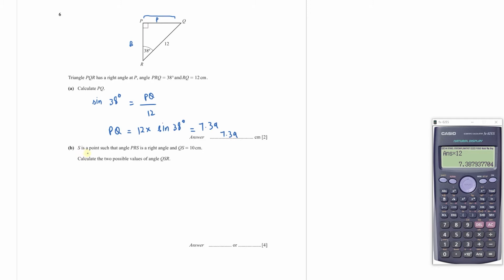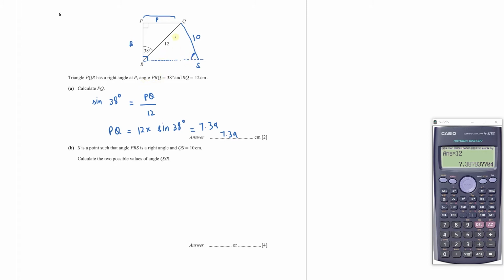Part B is S is a point such that angle PRS is a right angle and QS equals to 10 centimeter. So PRS will be 90 degrees. So this is a line making an angle of 90 degrees with this PR length. So S can be anywhere on the line. So it can be somewhere here, such that this length QS is 10 centimeters. Calculate the two possible values of angle QSR. So you need to find this angle value QSR.